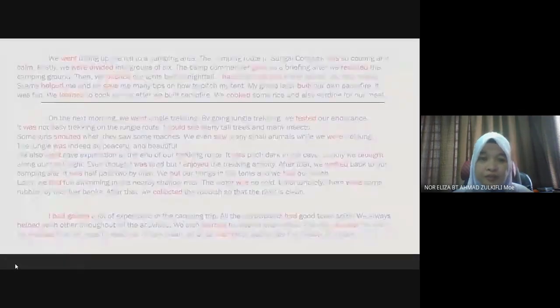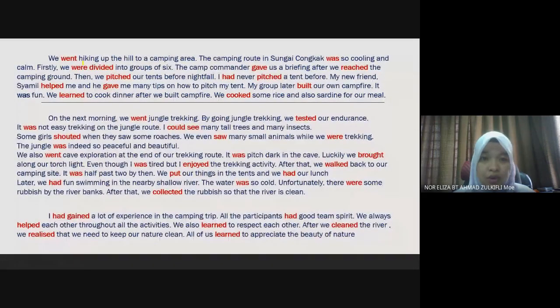And then I'm going into all these past tenses. I had gained a lot of experience. You see that I've used a lot of simple past because it's not wrong to use only the simple past. But when you have two actions at the same time, you need to use the past perfect tense. So there's another past tense here, simple past, when they saw some roaches.